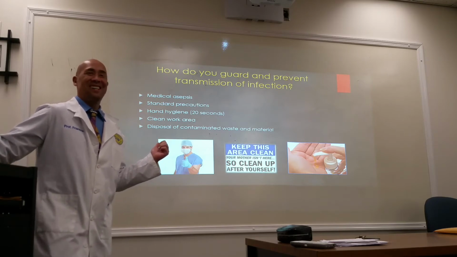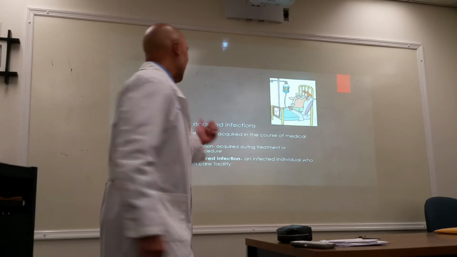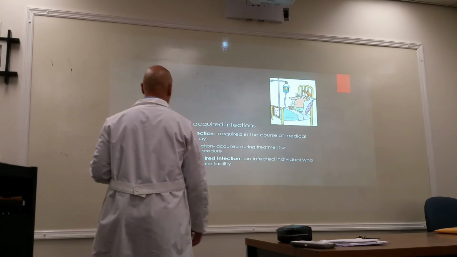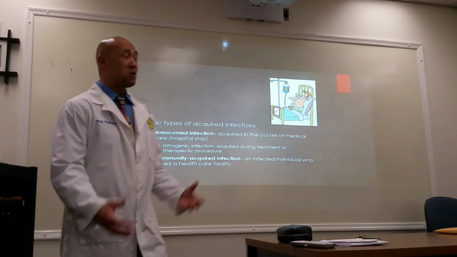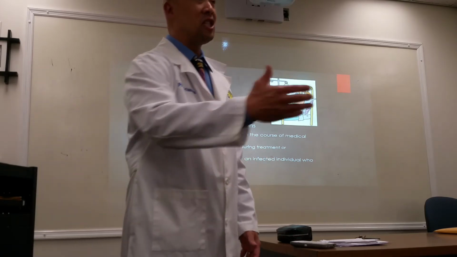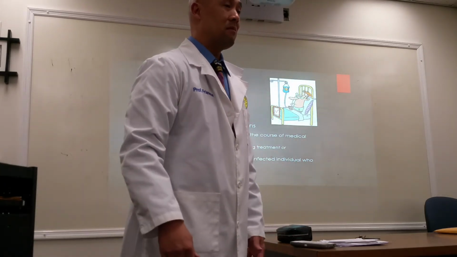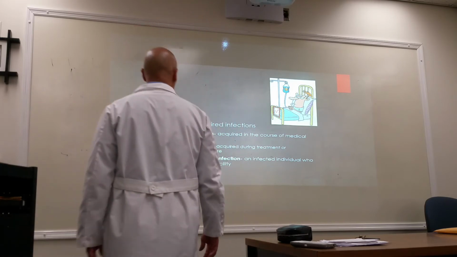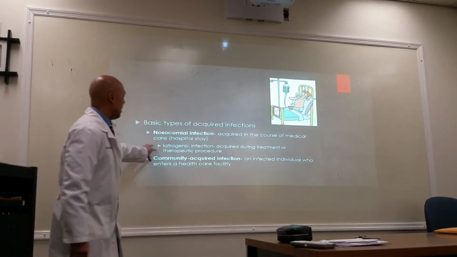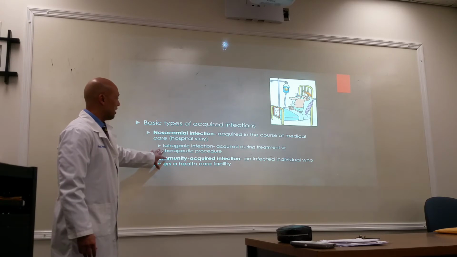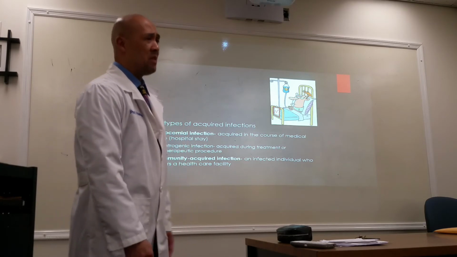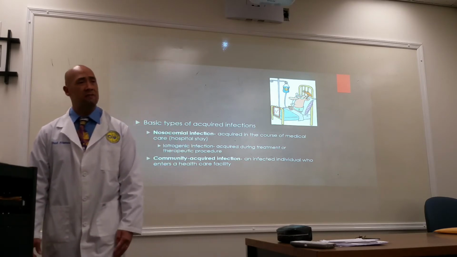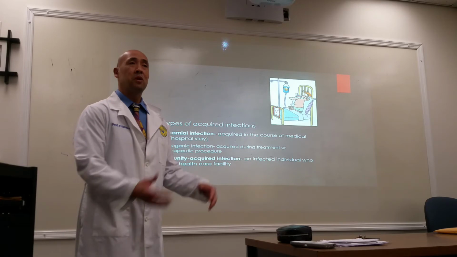Next slide. Okay. All right. Basic types of acquired infections. This is going to be the most common: nosocomial infection. A nosocomial infection is an infection that you get at the hospital. Okay? It is acquired in the course of medical care. More specifically, iatrogenic infection is acquired during treatment or therapeutic procedure. So we are all at risk of getting a nosocomial infection. Hospital acquired.